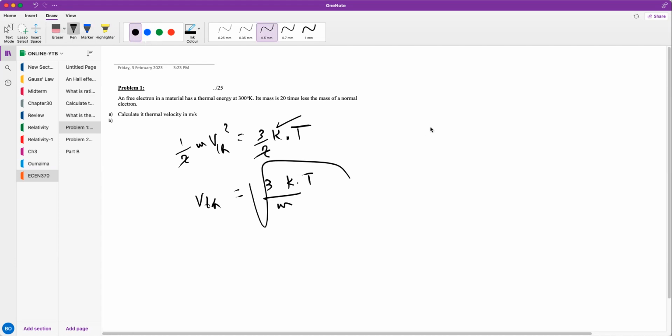Now the only thing here is the mass. The effective mass here is 20 times less than the mass of a normal electron, so it will be m_e, the mass of the electron, divided by 20. And that's it. The Boltzmann constant will be given, in joule per Kelvin. The temperature is 300 and the mass is given: 9.1 times 10 to the negative 31 kilogram.